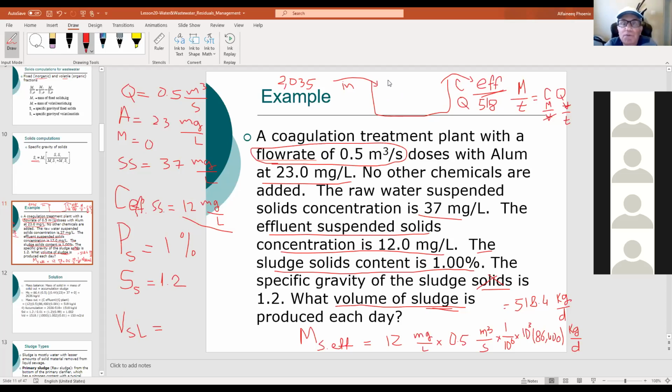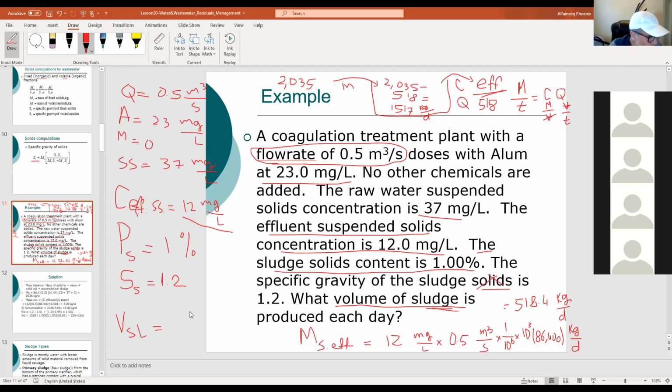So here gonna be that mass balance, guys. 2035 minus 518. How much is this? 1517? Yeah, 1517. Okay, that's good. So you have 1517. Now be careful. This is kilogram per day, right? This is how much you got solids, right? Let's remember this number.